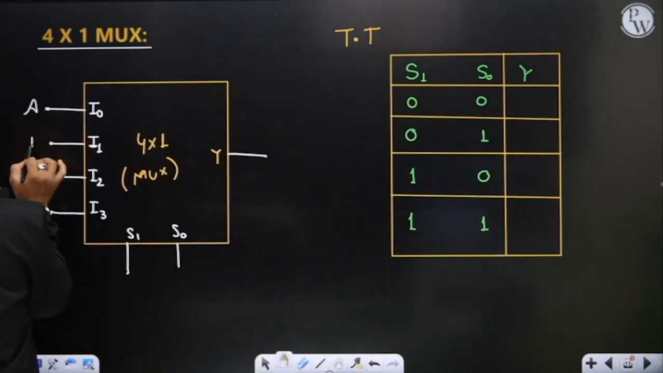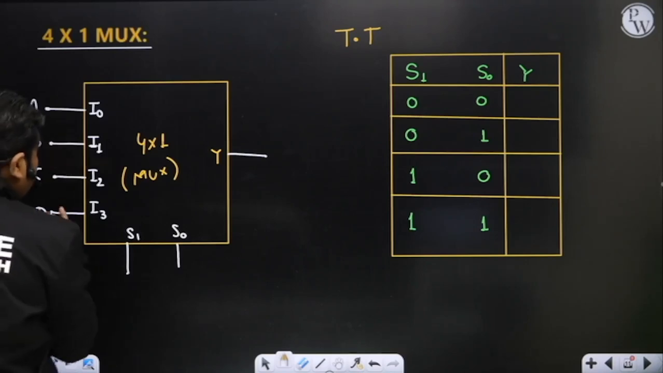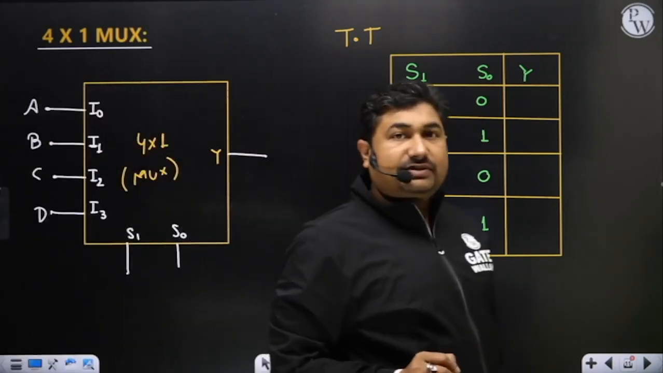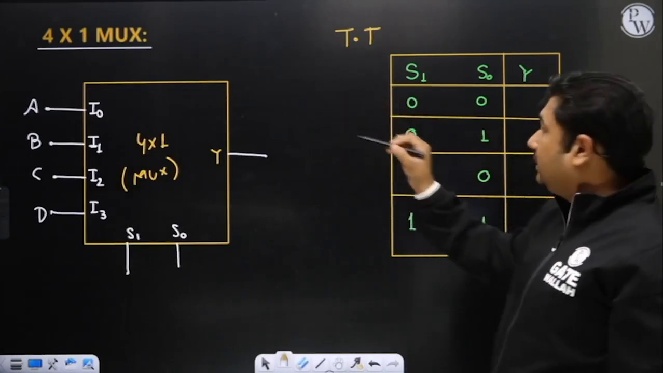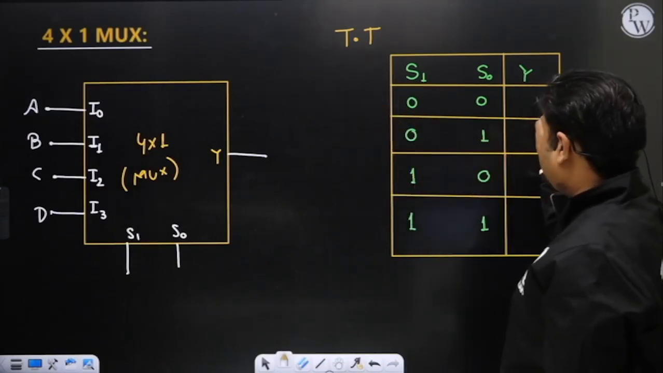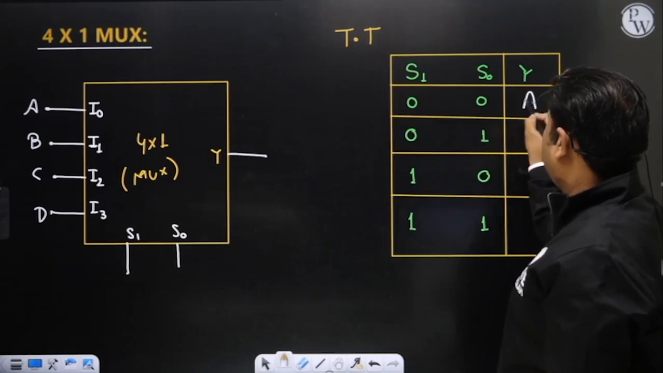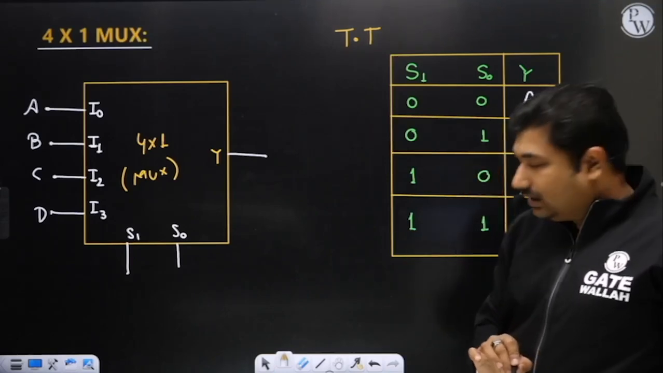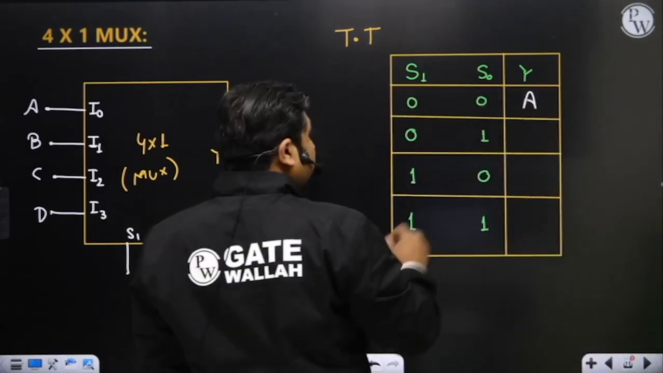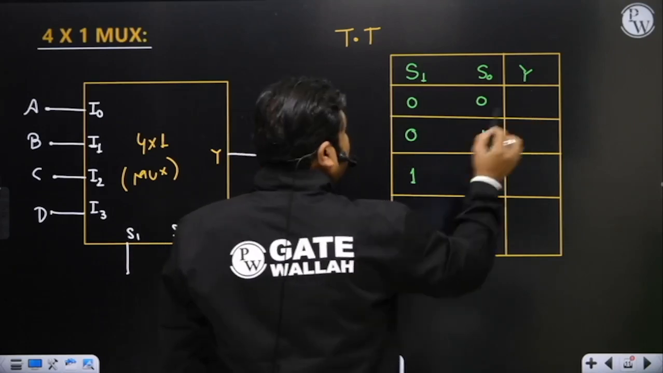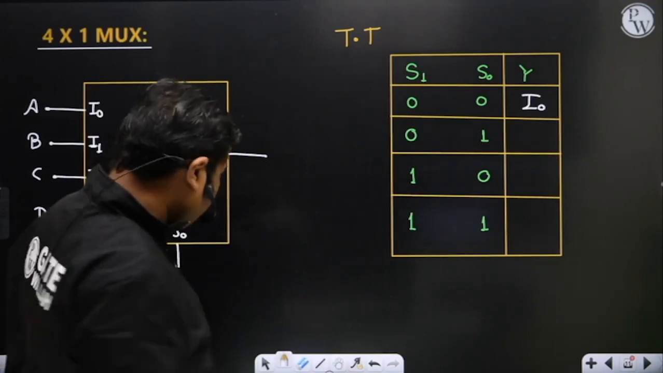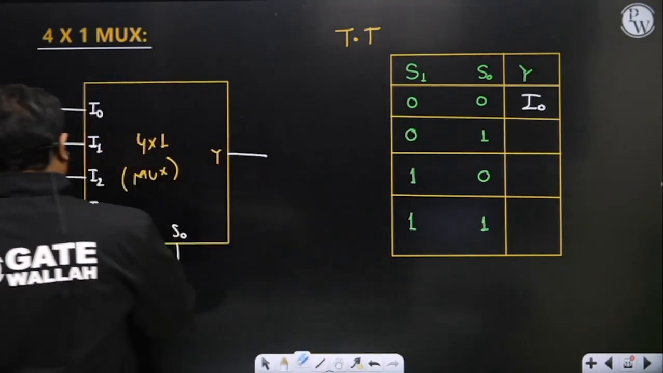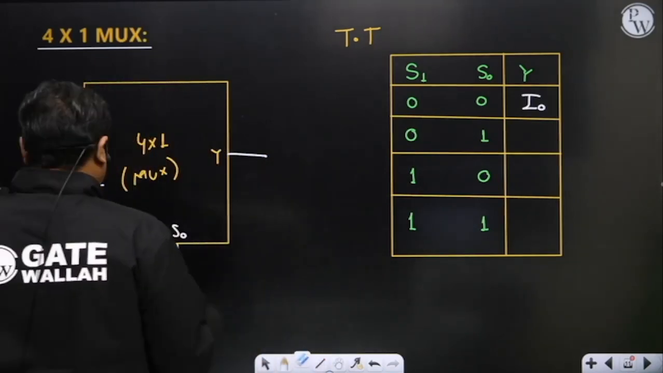Let the inputs be A, B, C, D. So for a select condition of 0, 0, the data available on I0 is going to be transferred to output Y. So you can say A is going to be transferred to output Y. Or in terms of pin, the information on the I0 pin is going to be transferred to output Y.